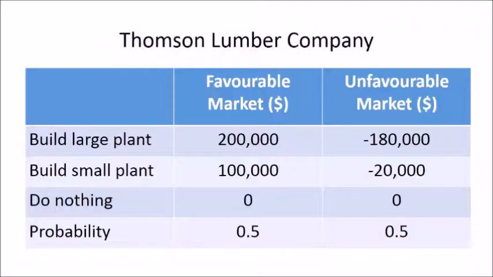To show how to create the decision tree, I will use the example about the Thomson Lumber Company. Note that there are three alternatives: build large plant, build small plant, or do nothing. There are two states of nature: favorable market and unfavorable market. The probability of favorable market is 0.5. The probability of unfavorable market is also 0.5.